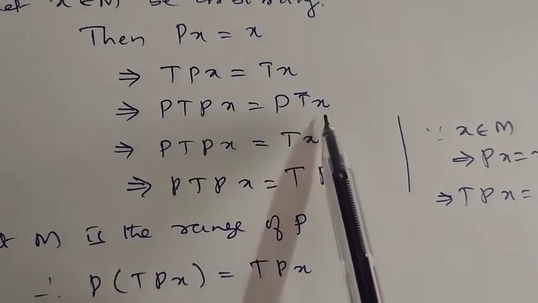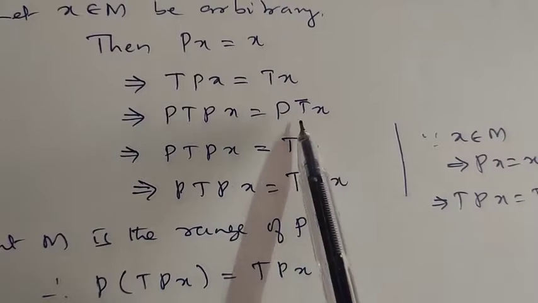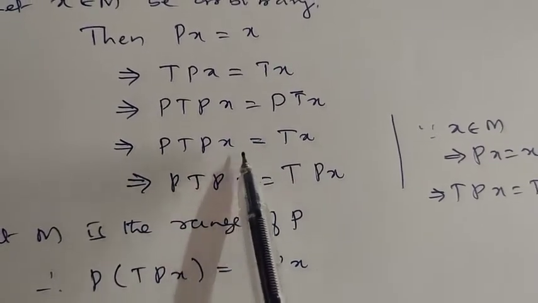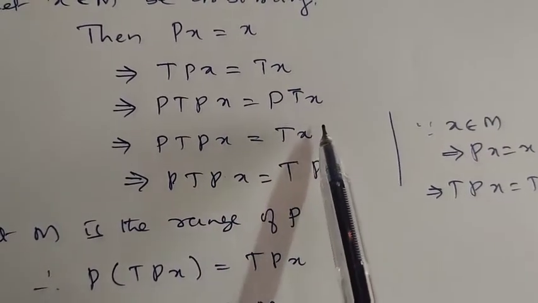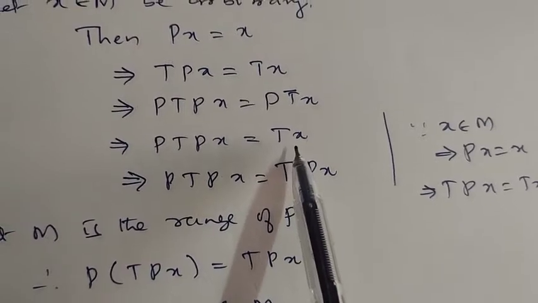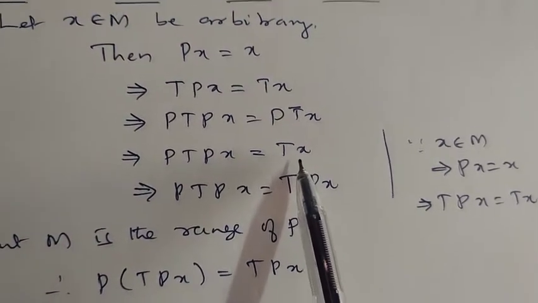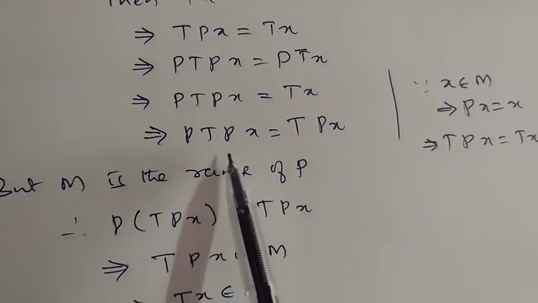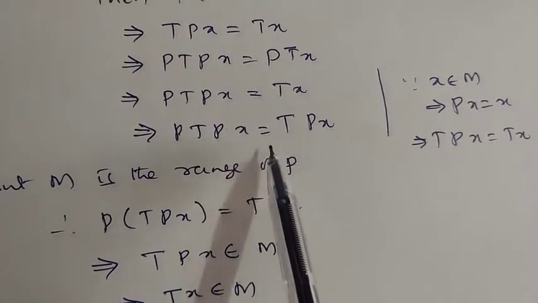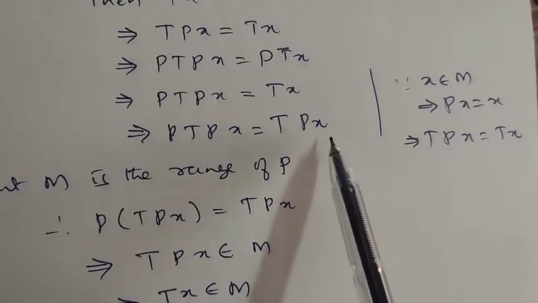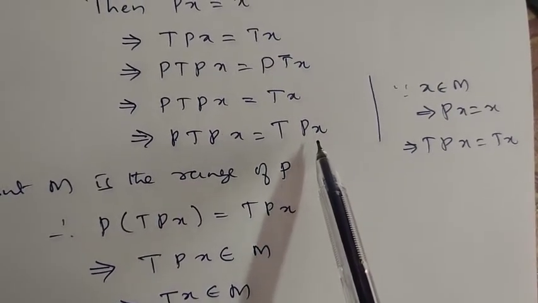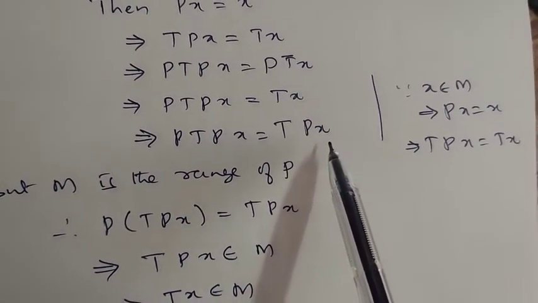Okay, I apply P on both sides. This implies PT of x is equal to P into T of x, that can be written as T of x itself. So this implies PTP of x is equal to TP of x, and T of x is equal to TP of x.